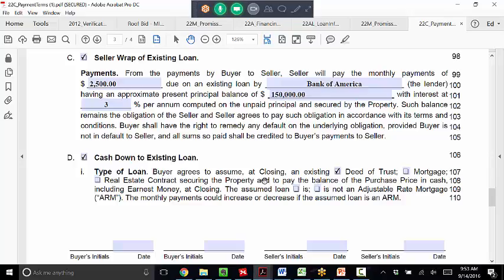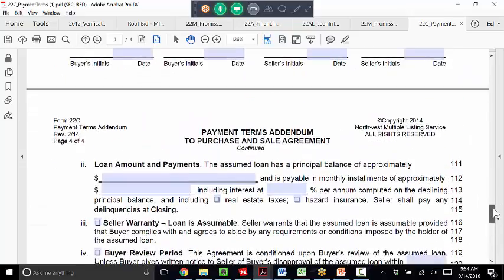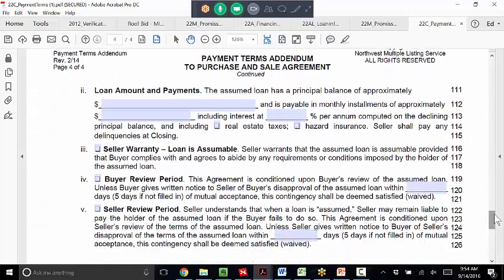Okay? The assumed loan is or is not an adjustable rate mortgage. The monthly payments could increase or decrease if the assumed loan is an ARM. So that's just a disclosure. Paragraph 2, loan amount and payments. The assumed loan has a principal balance of approximately, we decided 150, and is payable in monthly installments of approximately, including principal and interest at, computed on the declining principal balance and including real estate taxes and insurance. Seller shall pay any delinquencies at closing, right?